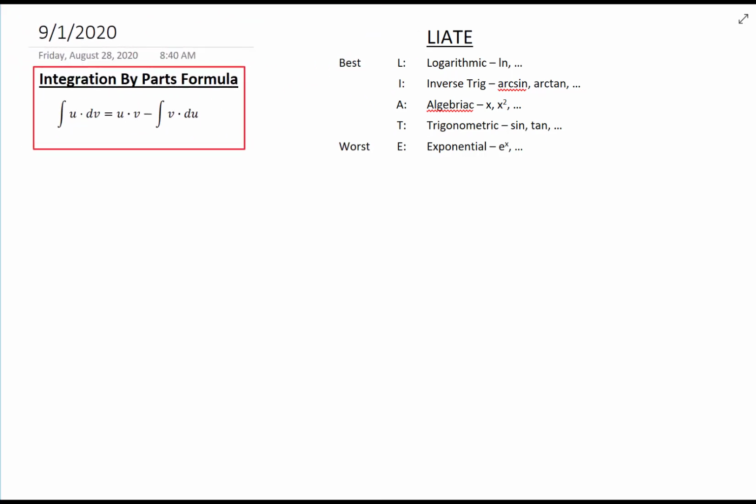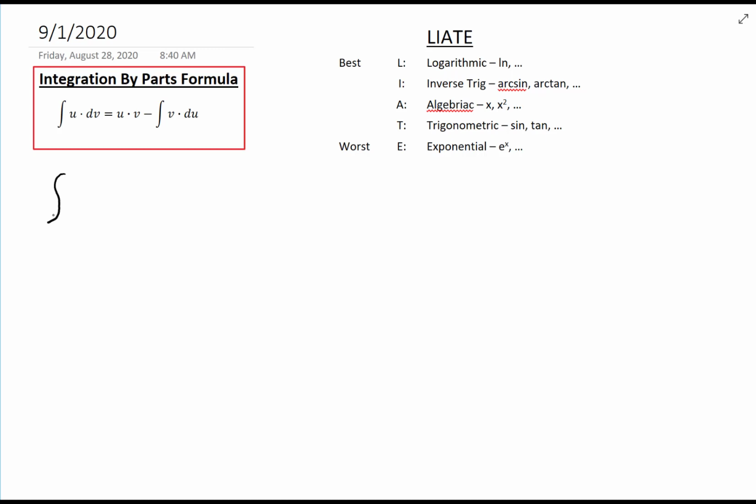Hi, this lesson is about integration by parts, which is another very important technique of integration. You can see right at the top here, I have a formula for integration by parts, and this formula comes from the product rule of derivatives. Let me do an example to show you how we can use this formula.